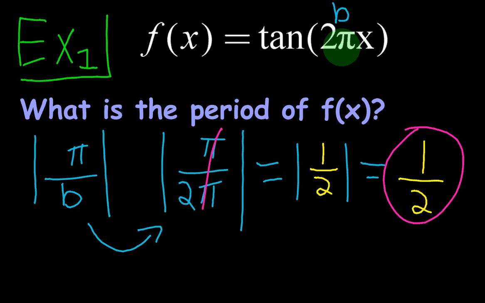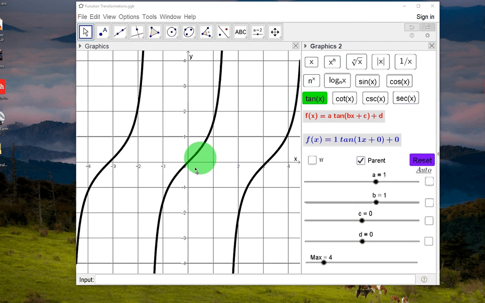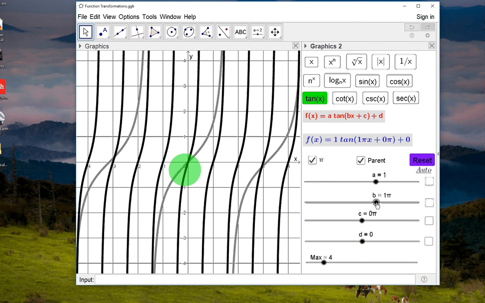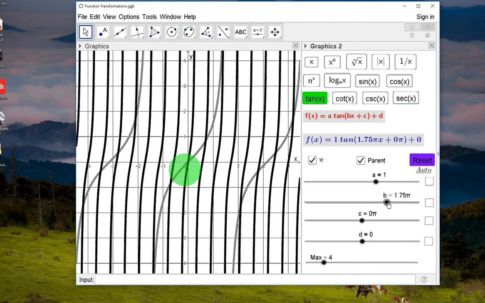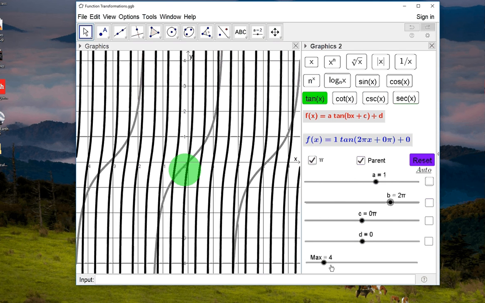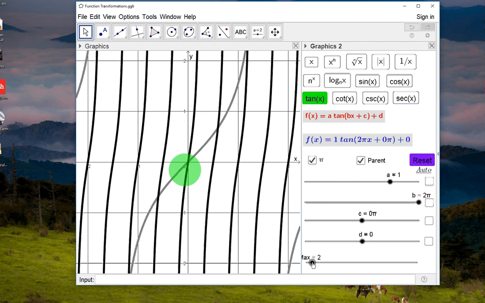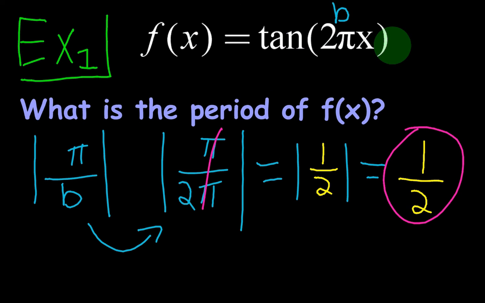Let's look at the graph. Here is the original tangent. We're going to introduce 2 pi and see what happens to the period. I'm probably going to zoom in a little bit so we can see what's going on. But yeah, we see that the graph repeats itself after 1/2. This is 1 and this is 2. It repeats after 1/2 and becomes a very skinny graph. So that's a confirmation for our tangent example. Period of tangent of 2 pi x is 1/2.